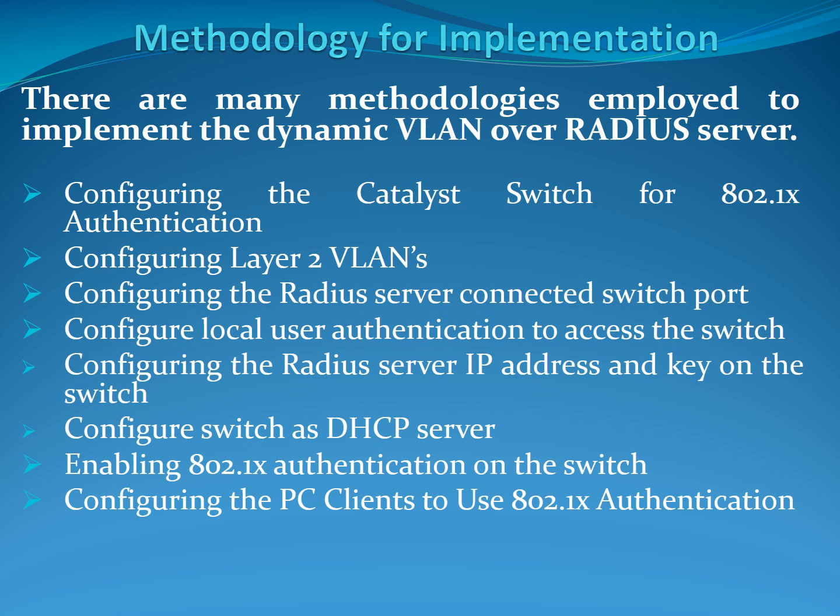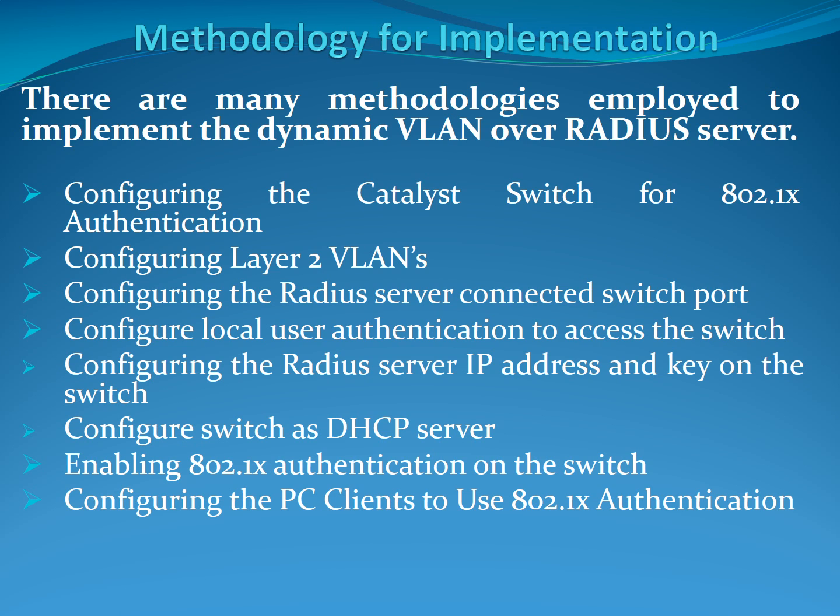Methodology for implementation. There are many methodologies employed to implement the dynamic VLAN over the RADIUS server. First thing, configuring the Catalyst switch for 802.1x authentication, which is nothing but enabling 802.1x authentication on the switch ports. Configuring layer 2 VLANs. This is basically to segregate the layer 2 traffic within the local area network.